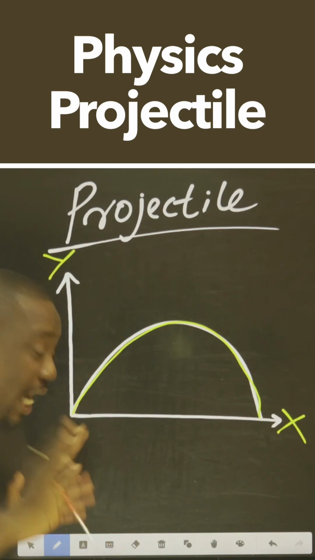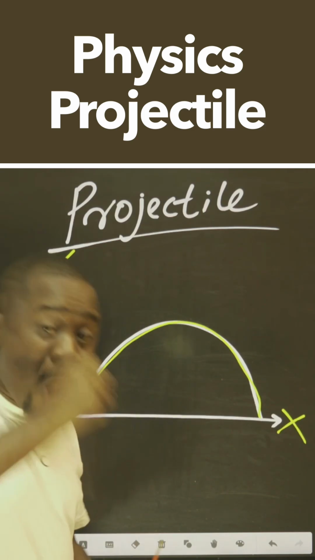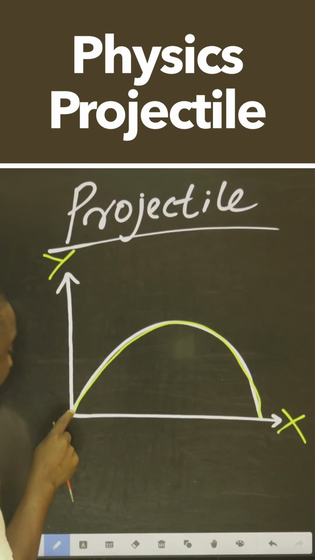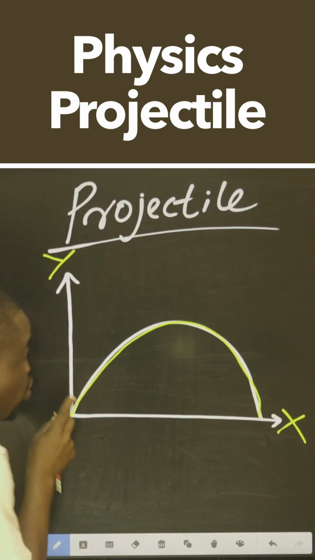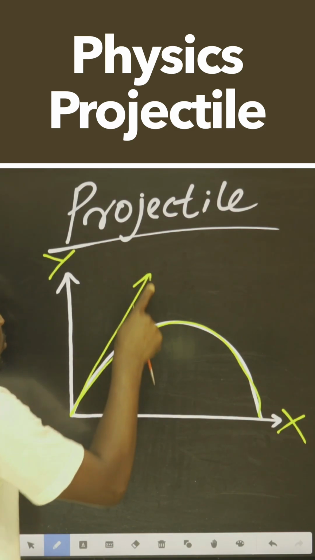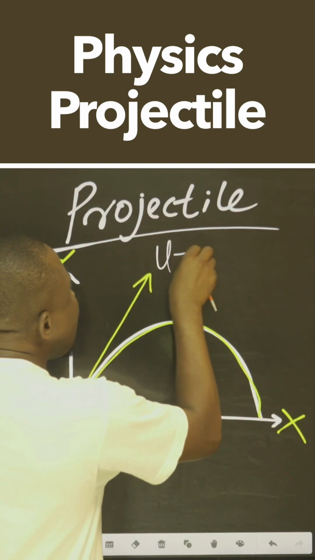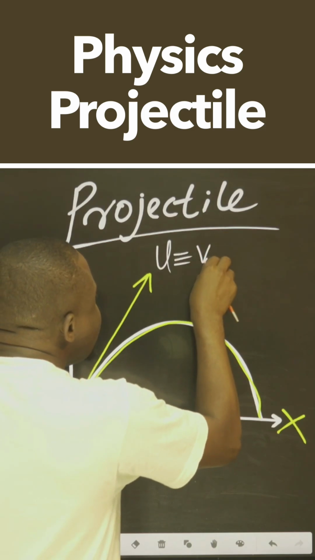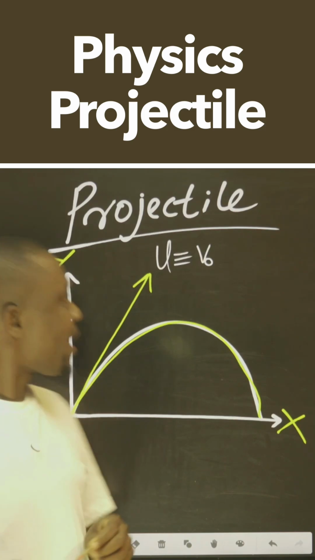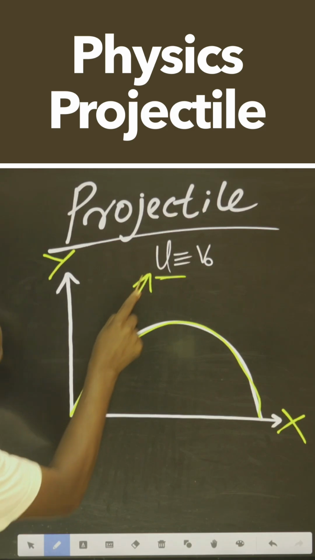Without wasting our time, the first thing we are going to look at now is the velocity, because when something is moving, it has velocity. That velocity, we are going to look at it this way: this is the way we shoot it. That is U. We can also call it V0. That is the initial velocity. This initial velocity is this line.